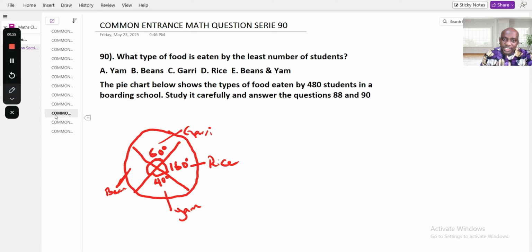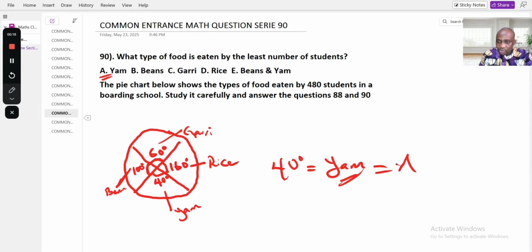What type of food is eaten by the least number of students? Here they are asking for the food the students eat least. You know, in the previous question, we said that this place is 100, isn't it? Out of this, we have 160, we have 60, we have 100, we have 40. The least here is 40 degrees, which is yam. 40 degrees is yam. Is yam there? Yes. A. Final answer is A. Let's move to the next question.